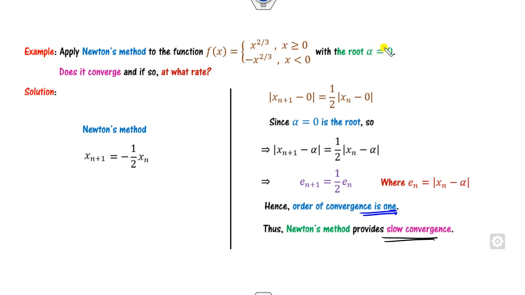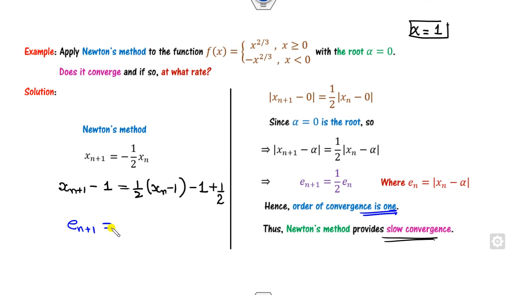Remember, if instead of alpha being 0, some other sum is given to you where alpha is 1, then you have to express each term in terms of x_n minus 1. So how can you write it? You can see it is a minus 1, so I have to subtract 1 here. It is minus of half. I have to add this term, and then again you can see this term is my e_{n+1}, this term is my e_n, and of this nature. So this is the way you can proceed for the rate of convergence.